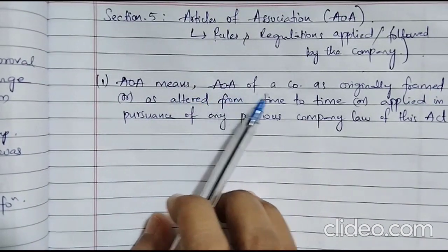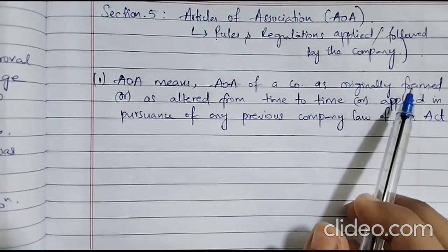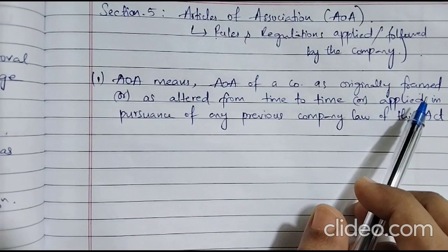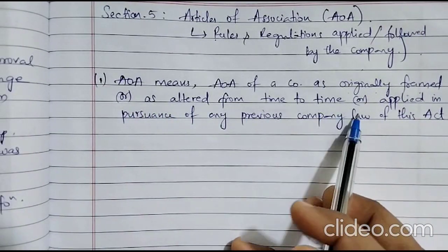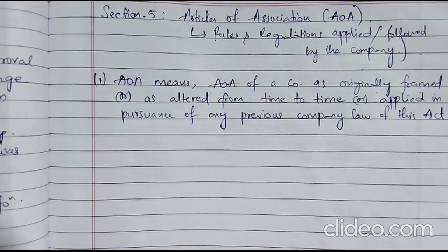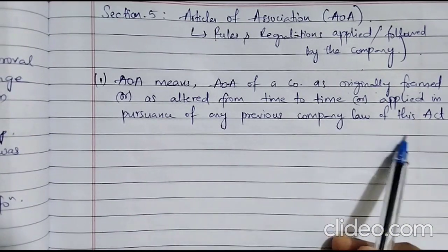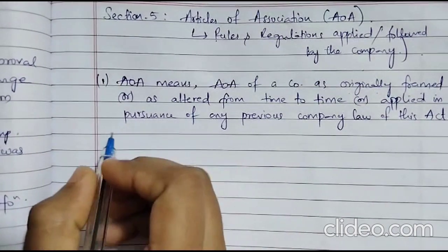Article of association of a company, it is originally framed. So, at the time of incorporation of the company, we will be framing our articles of association. That is the original article of association, or as altered from time to time. As we do the business, we will alter our articles of association. So that is also considered to be article of association, or it is applied in pursuance of any previous company law of this act. So suppose before 2013 you have started your business under 1956 act. So that article of association is also considered in this act.